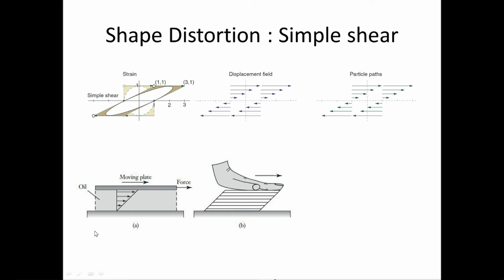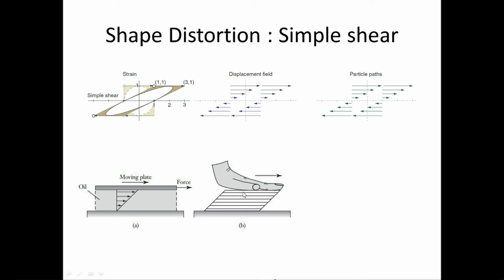Look at this figure, A and B. Suppose you have a deck of cards and you put your hand like this and slide it, so the deck of cards will be deformed in this manner. Similarly, there is another experiment. This is a plate which is lying over oil, and you are applying a force, so the displacement would be like this, and this kind of deformation results in the distortion of the shape of the body.